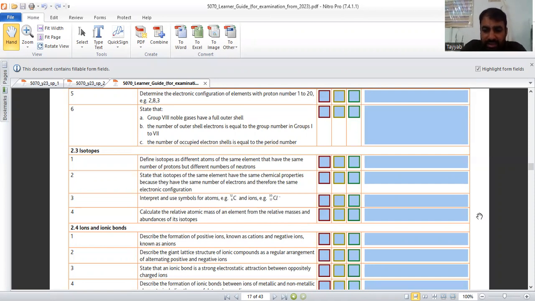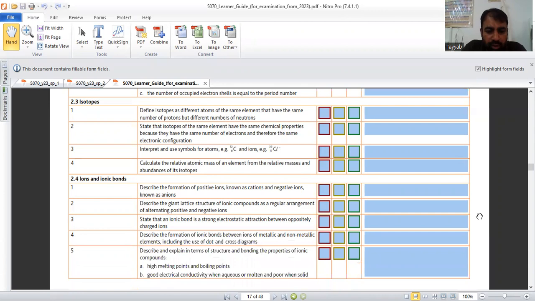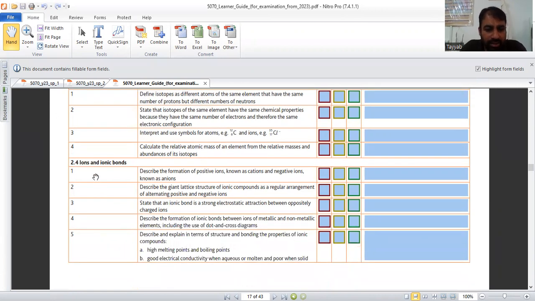Next checklist is showing that students should know what ions and ionic bonding are. We will see this in the bonding chapter.